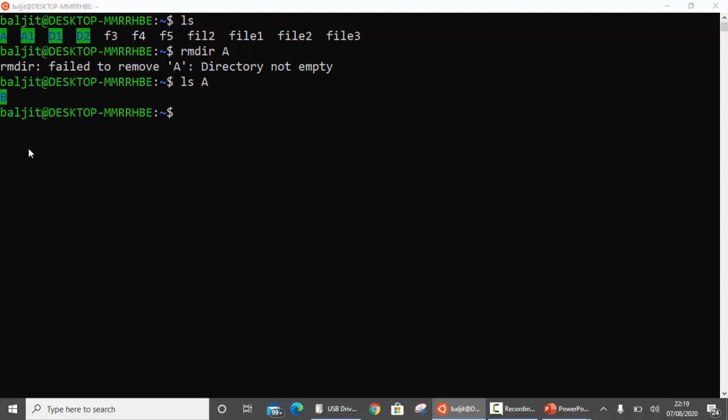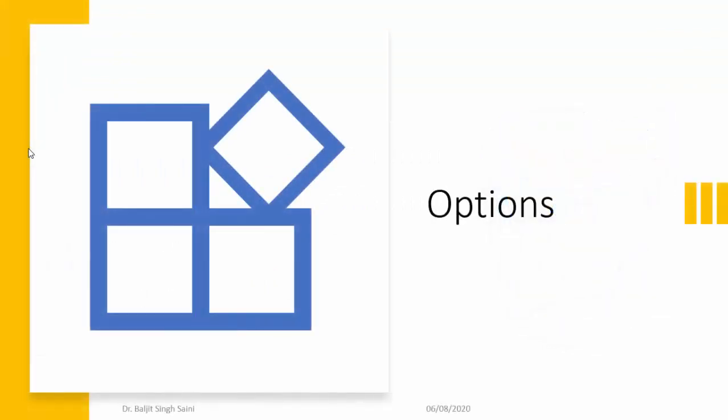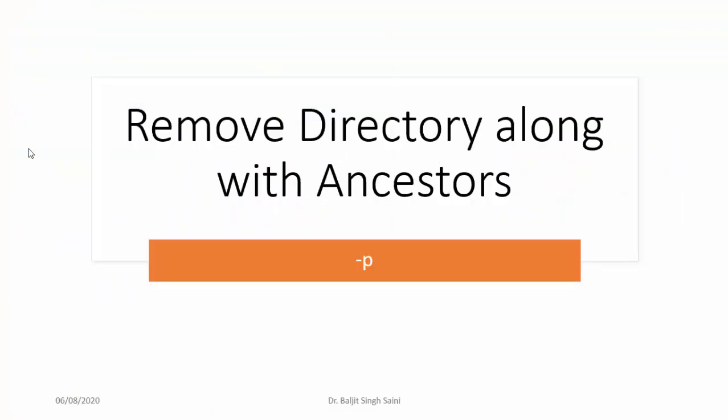So what can we do for that? For that we need to go into the options, and the very first option is remove directory along with ancestors. Just as we have created the directories in an ancestral, hierarchical form, the same option is available to delete them also.